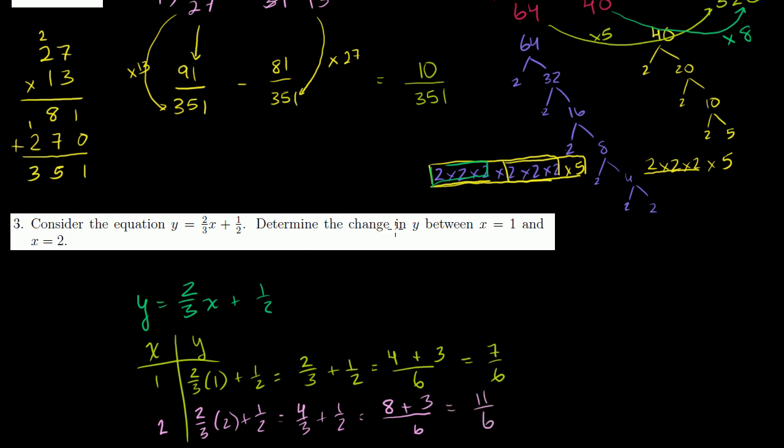And they say determine the change in y between x equal 1 and x equal to 2. So how much larger is this? This is our new y when x is equal to 2 relative to this. So we could take our 11/6 minus 7/6, and our change in y between x is equal to 1 and x is equal to 2, 11 minus 7 is 4 over 6, which is equal to 2/3. And that makes complete sense, because every time you increase x by 1, you're increasing this expression by another 2/3. When you go from 1 to 2, you should increase by 2/3.